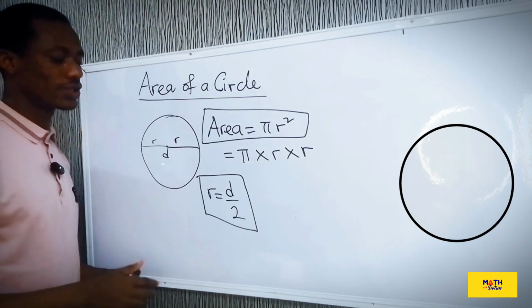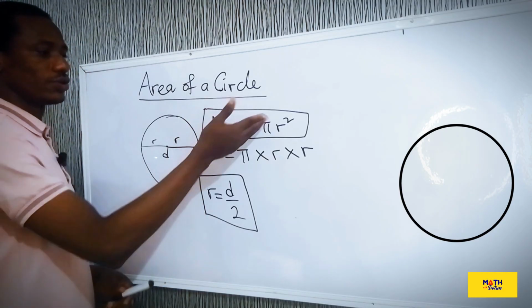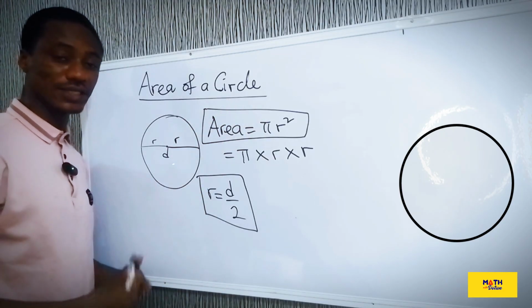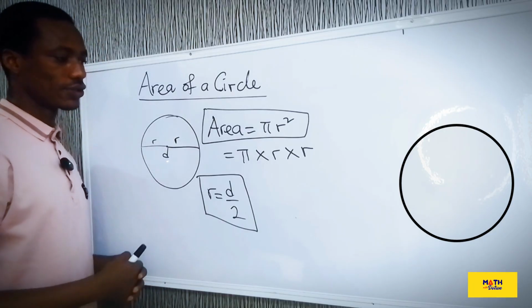All right. So radius is diameter divided by 2. And once you have the value of your radius, you slot it into the formula for calculating the area of a circle, which is pi times radius squared.